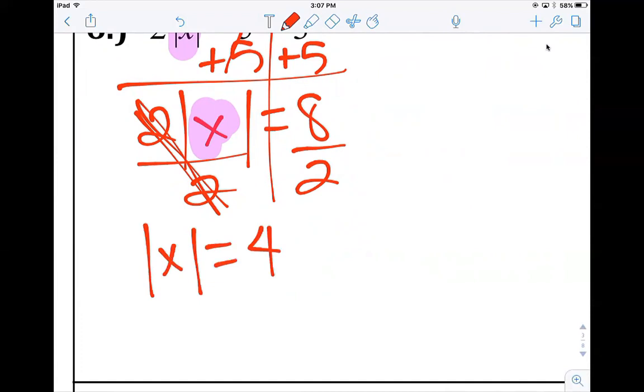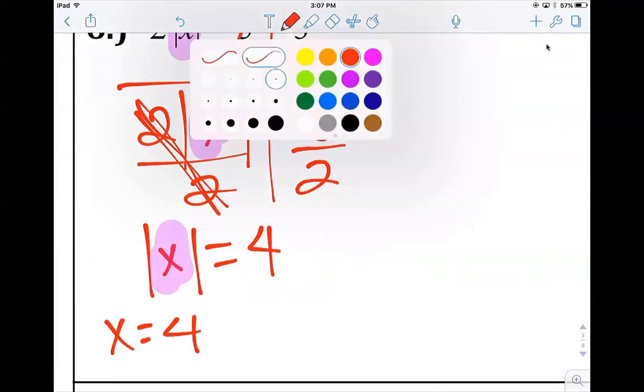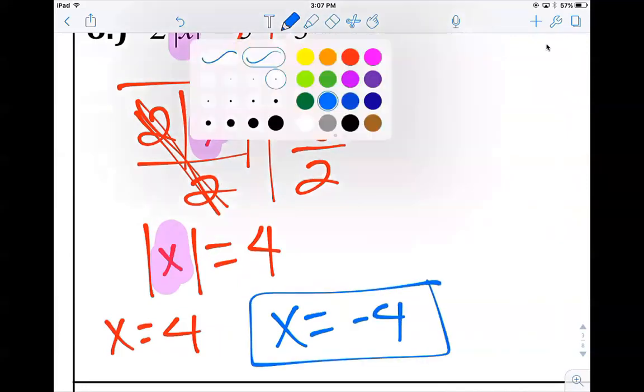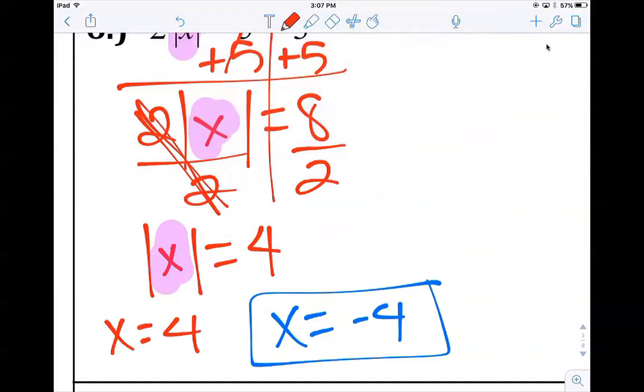Now at this point, this is where we're going to break it into the two pieces because our absolute value is alone. So we have x equals 4, and we have x equals -4. And that is it. We are actually done because there's nothing to break down any further.